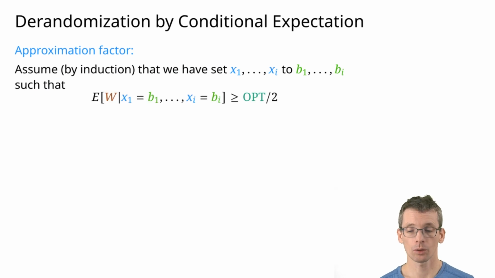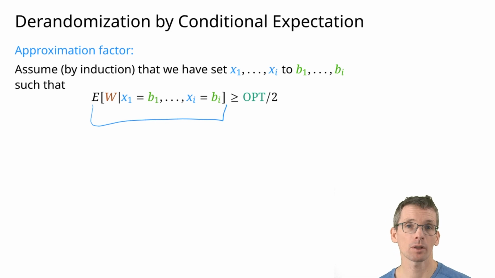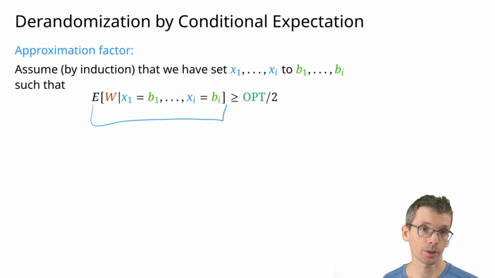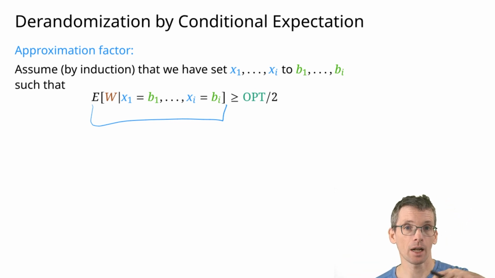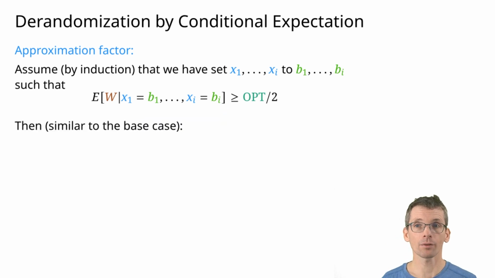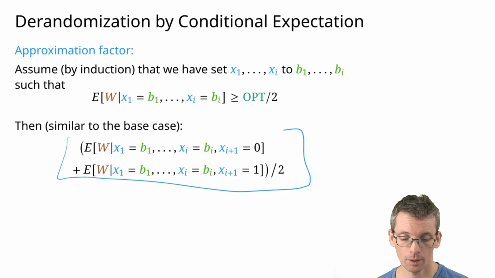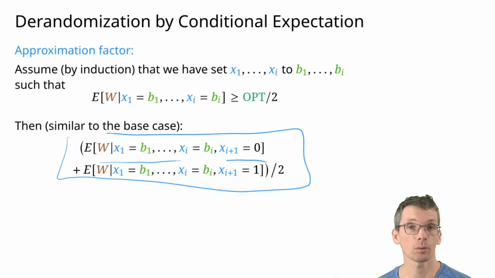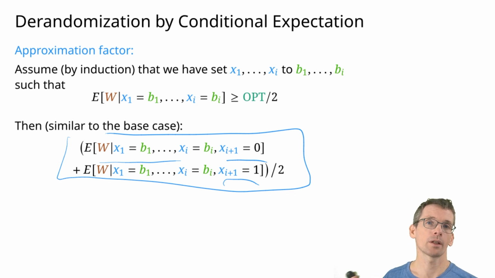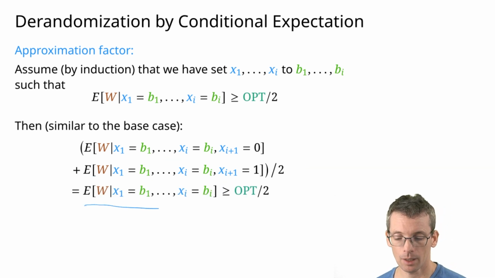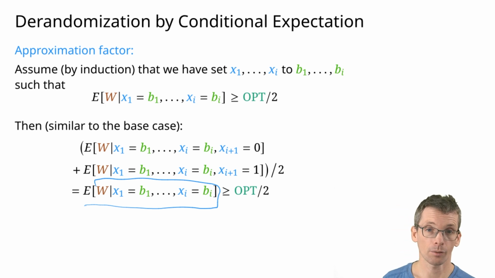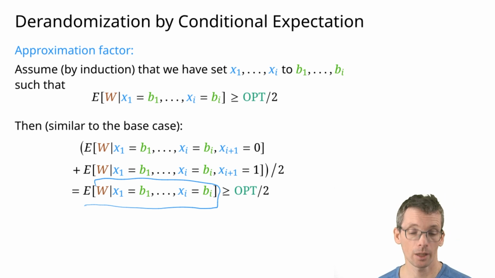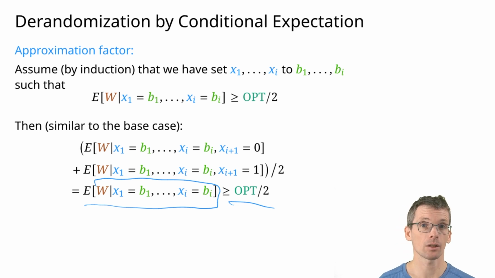So now let's assume we already have set the first i variables. We want to set the i plus first variable. So we already know that the expected value under setting the first i variables as the algorithm sets them is at least opt/2. Now, similar to what we've seen in the base case, if you look at this sum here, here we've set the i plus first one to 0. Here we have set the i plus first one to 1. Divide that by 2. And just as in the base case, this is actually the same as the expected value under setting the first i variables, which by induction hypothesis we now know is at least opt/2.